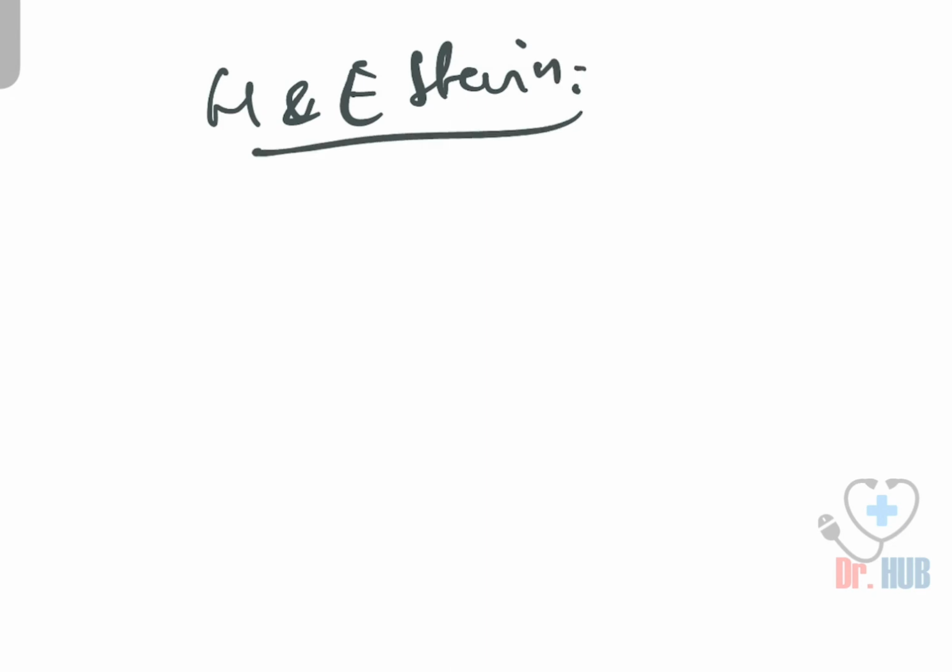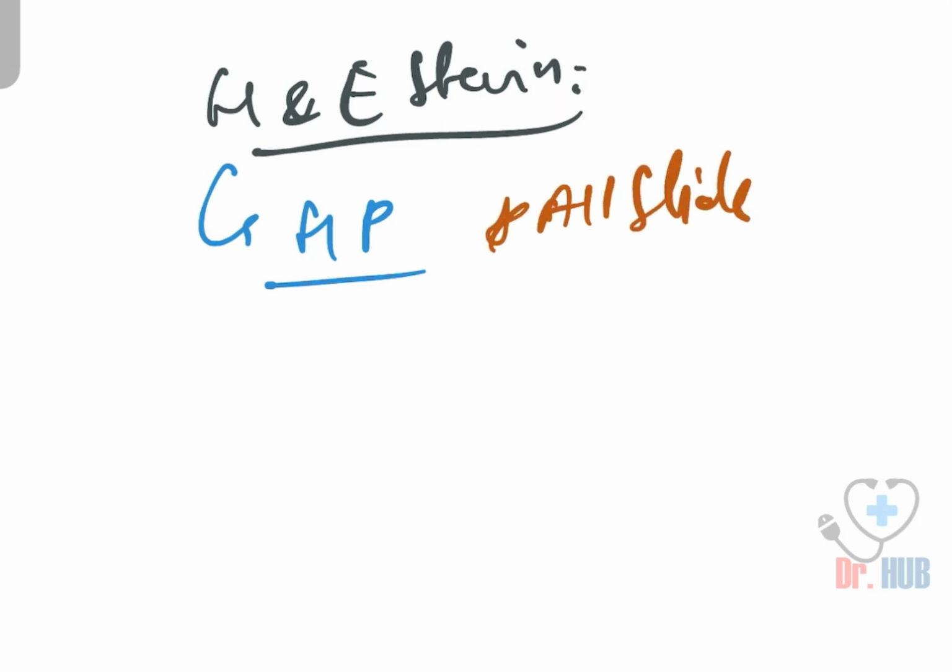So now to answer the questions. The first question we asked was, what is the H&E stain? The H&E stain is nothing but the common stain which is used in the routine histopathology, and it is commonly used for almost all the slides.